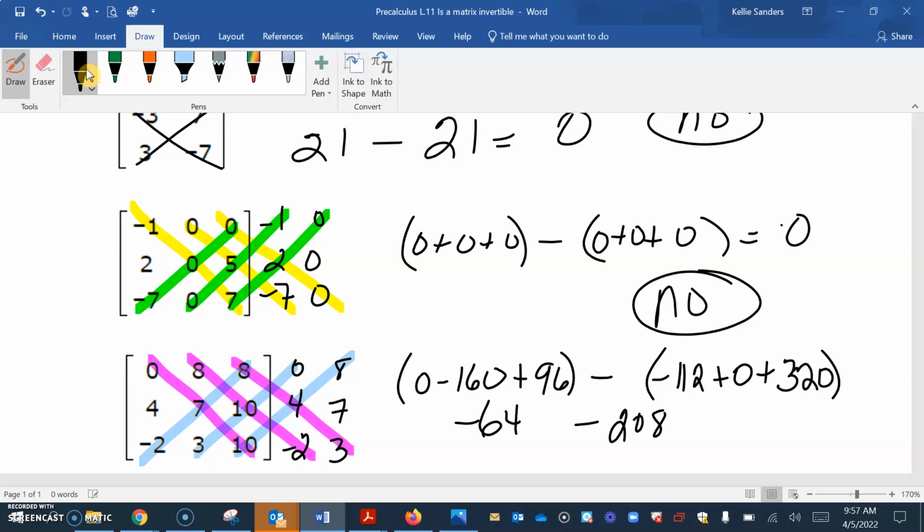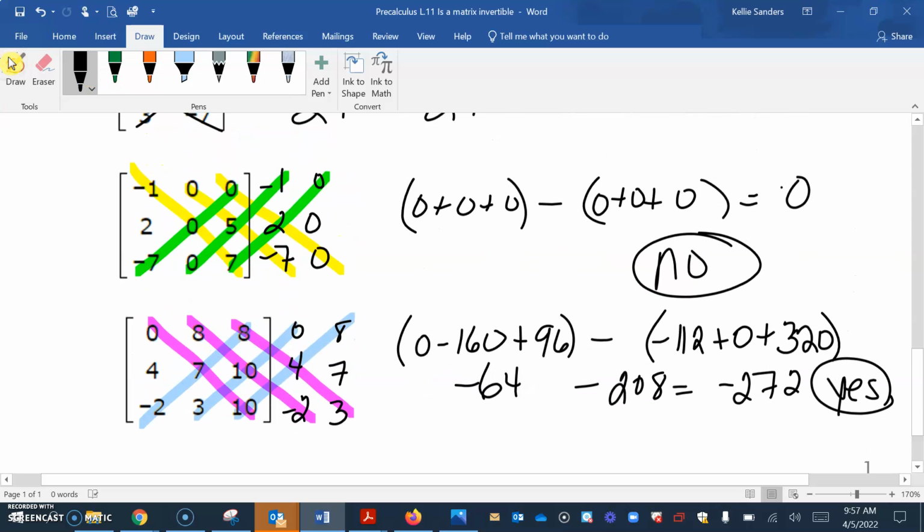And I don't really need to finish this up because obviously it's not going to be 0, so the answer is going to be yes. But we'll finish it up and put those together and get negative 272. Since it's not 0, then the answer is going to be yes. Okay, there you go. That's it.